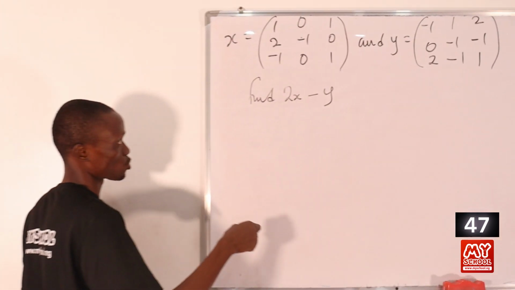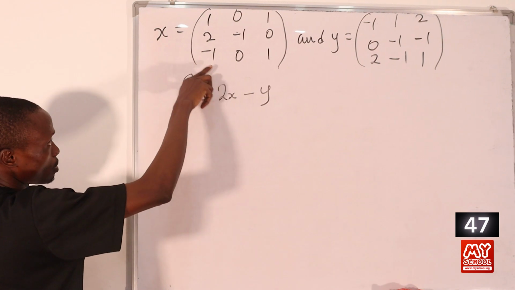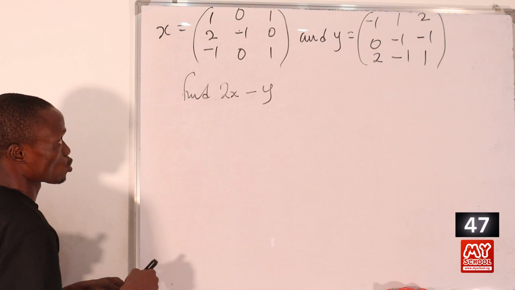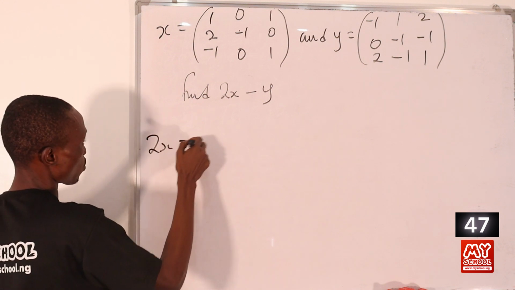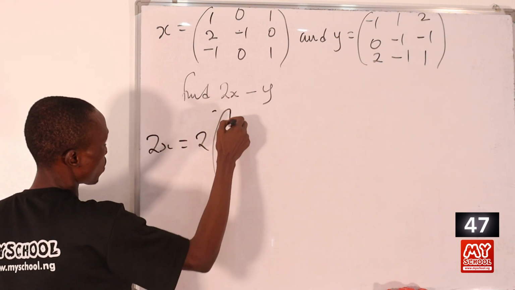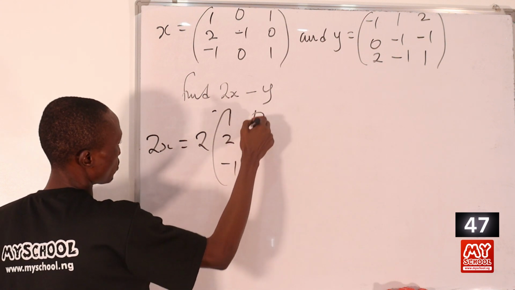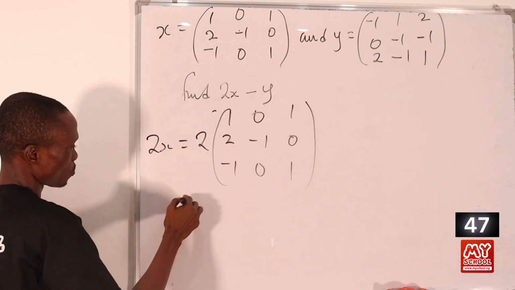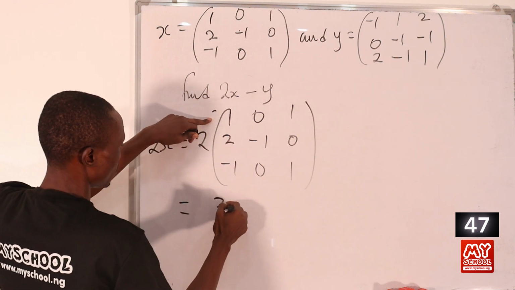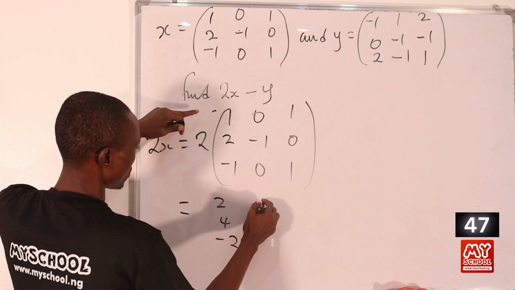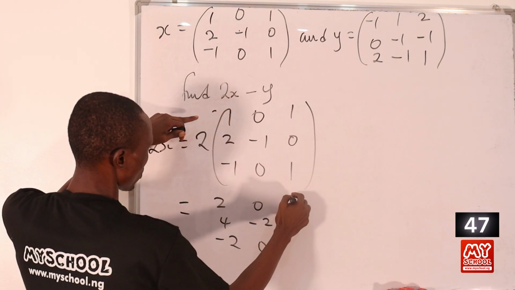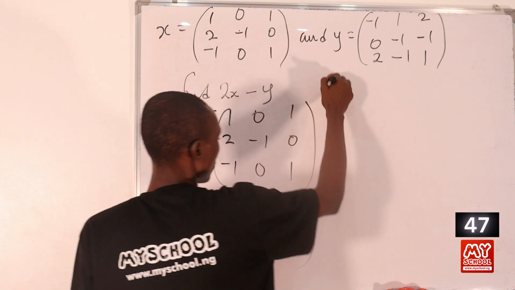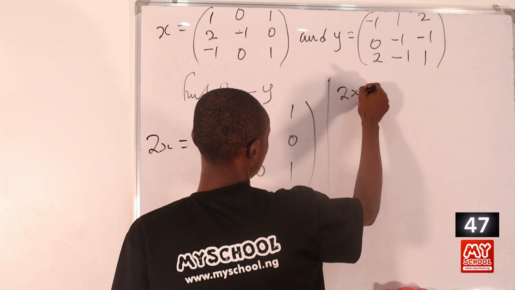So first thing first is just for us to obtain the scalar multiplication of matrix X. So here matrix X is being multiplied by 2. So 2X is now equal to 2, then bracket 1, 2, minus 1, 0, minus 1, 0, 1, 0, 1. So if we multiply, we'll be having 2, then 4, minus 2, then 0, minus 2, 0, 2, 0, and 2.